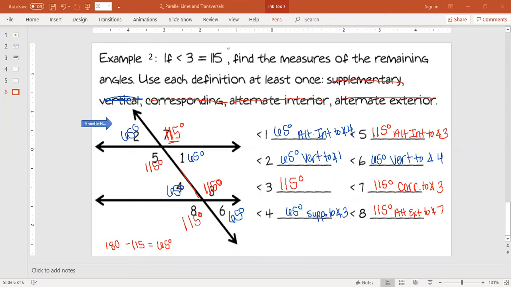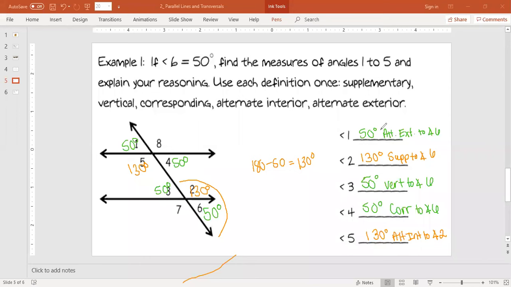I'm going to pause this, fill out example 1, and you guys can check your answers on there real quick. Okay, so this is just real quick. If you want to try number 1, these are the examples to number 1. You only have to do angles 1 through 5. I found angle 1 was 50. They gave us angle 6 was 50. Angle 1 was 50 because it was alternate exterior to 6. Angle 2 was 130 because it was supplementary to 6.